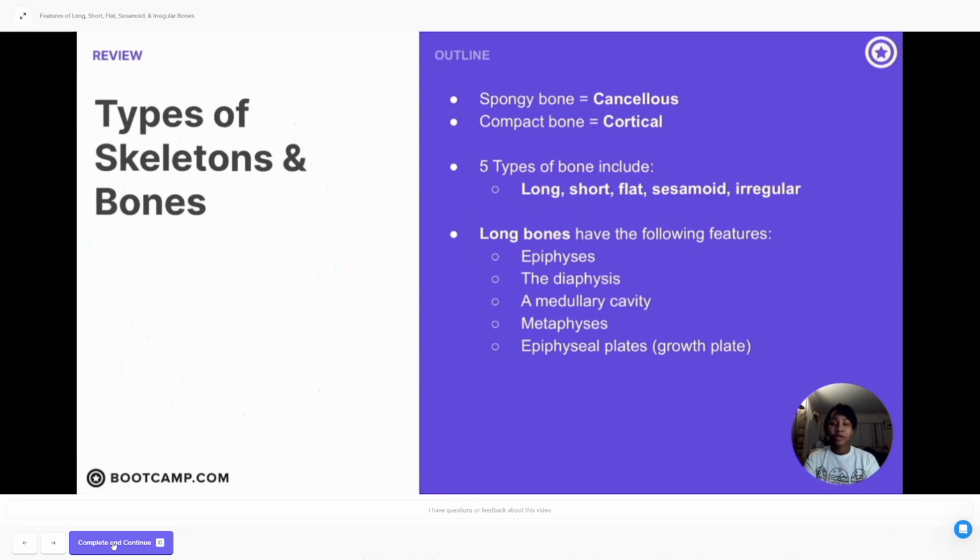The metaphyses are going to be located in between the epiphyses and the diaphysis, and it's going to be the part of the bone that is responsible for growth. So it actually houses the epiphyseal plate, which is also known as the growth plate.